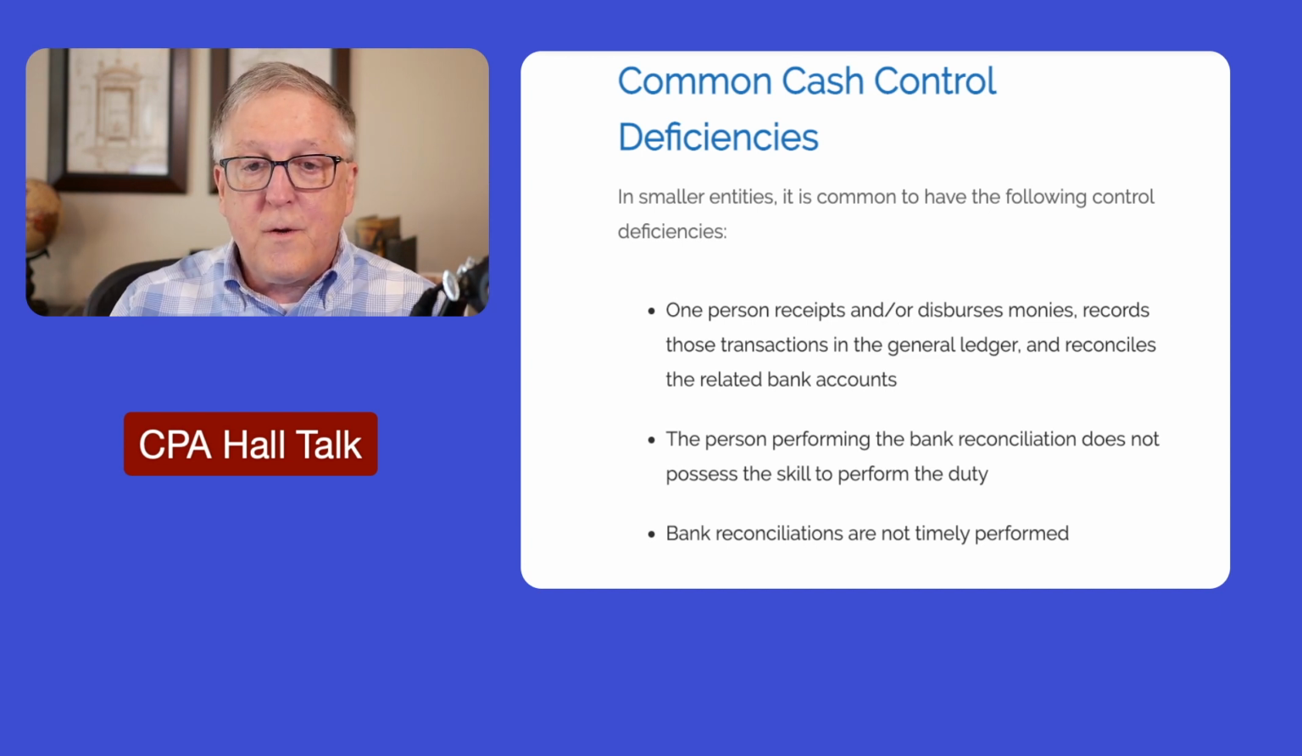Bullet number two, the person performing the bank reconciliations simply doesn't know how to do it right. And because of that, they make mistakes. And then bullet three, the bank reconciliations are not performed timely. So, say a client waits 6 months to reconcile their bank statements, that should not happen. Bank reconciliation should be performed usually within a couple of weeks of month end. So these are some of the common internal control deficiencies that I run into in cash.